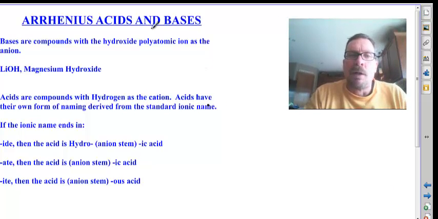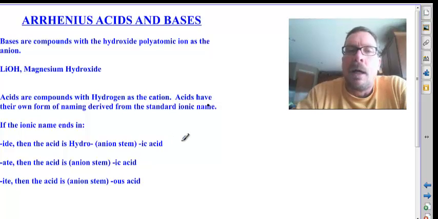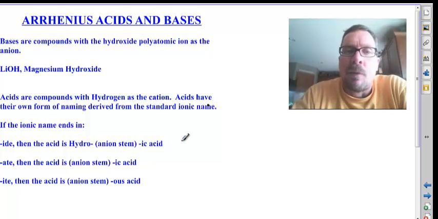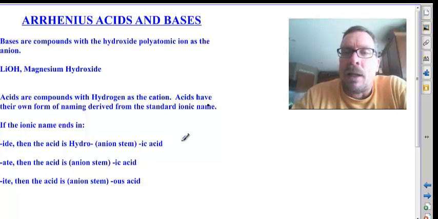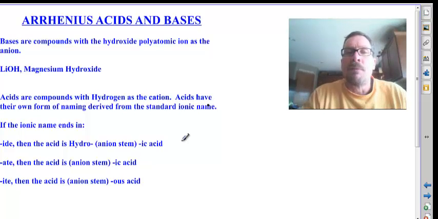In this one, we are going to discuss how to name and write the formula for acids and bases. Now, there are many types of acids and bases. We are going to stick to the original, the first definition, which was from Arrhenius. And later in the year, as we work specifically on an acid-base unit, we will discuss plenty of others.